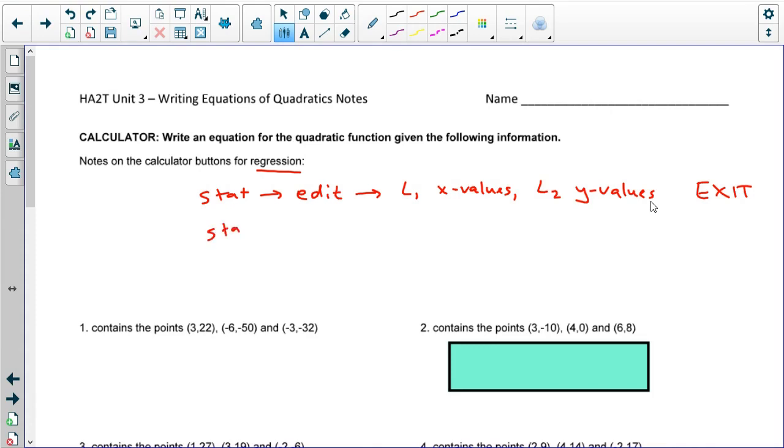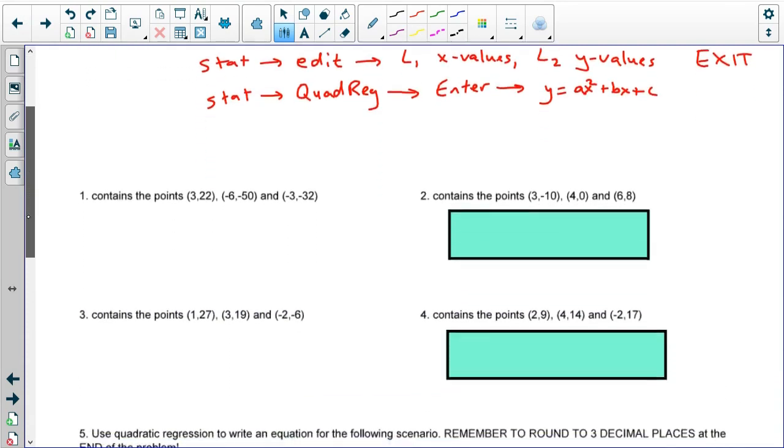Then you go back to stat. You're going to want to go to quadratic regression. The reason it's quadratic regression is we're doing parabola or quadratic regression. And then you hit enter a bunch of times, and then out will pop a quadratic equation of the form y equals ax squared plus bx plus c. And you'll see me do it in a minute.